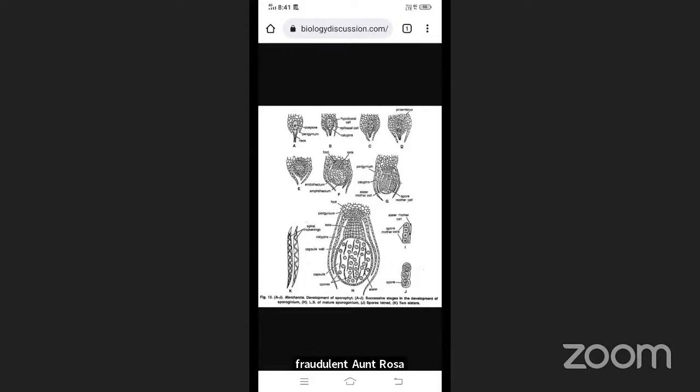Development of the sporophyte. The diploid zygote undergoes a number of divisions to form a sporophyte. The zygote is divided transversely to form the upper epibasal cells and lower hypobasal cells. After this, the hypobasal and epibasal cells divide vertically to form quadrant-like structures, that is, the 8-celled structure.